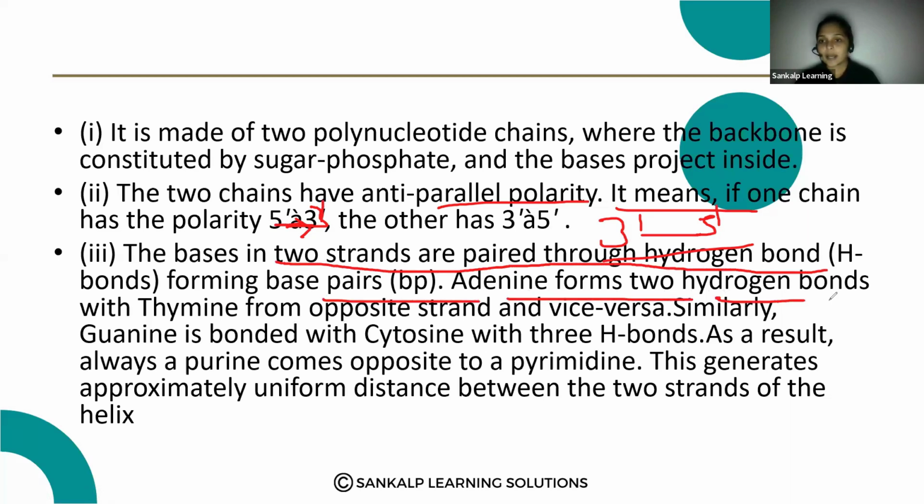Adenine forms two hydrogen bonds with thymine and vice versa on the opposite strand. Similarly, guanine is bonded with cytosine with three hydrogen bonds. As a result, purines always come opposite pyrimidines. This generates an approximately uniform distance between the two strands of the helix.